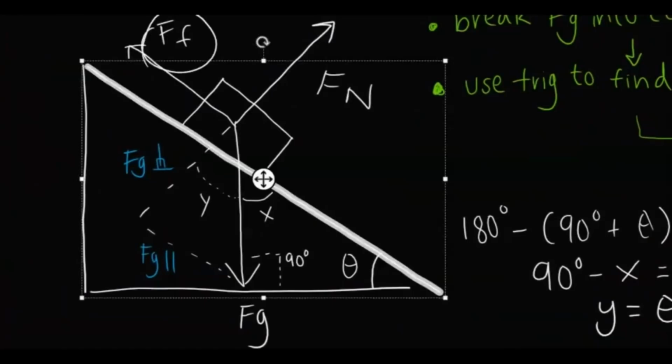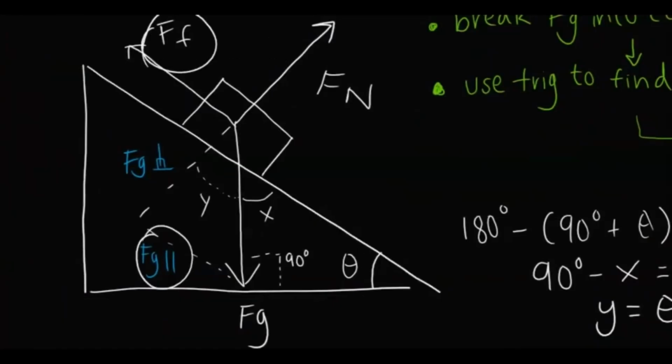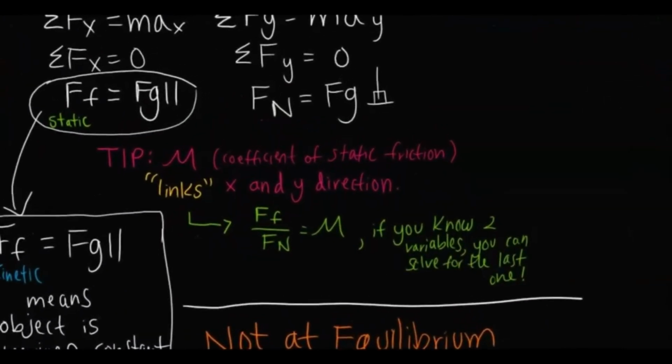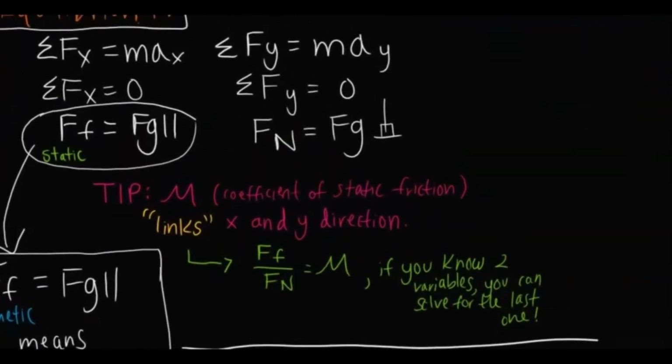So FG parallel is acting in the x, FG perpendicular is acting in the y, Fn is acting in the y. So here's a problem solving tip. Mu, the coefficient of static friction or kinetic friction, sort of links the x and y directions. So force of friction over Fn equals mu. So if you know two of the variables, you can just solve for the last one.